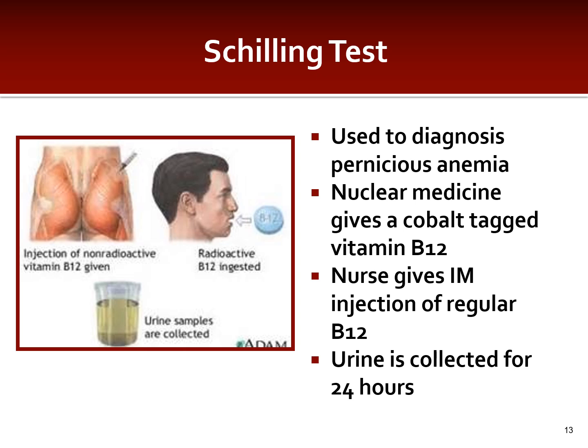Nuclear medicine, that's how they do it. They use nuclear medicine. They give cobalt-tagged B12, then an IM injection of regular B12 also. Then they can do a 24-hour urine test. All of this is part of the Schilling test, okay? So they use this to diagnose. They use nuclear medicine, give cobalt-tagged vitamin B12, an IM injection of regular B12, and then they do the 24-hour urine.